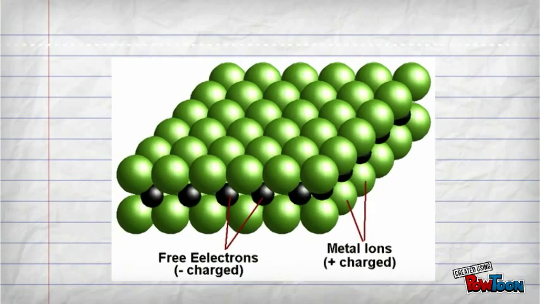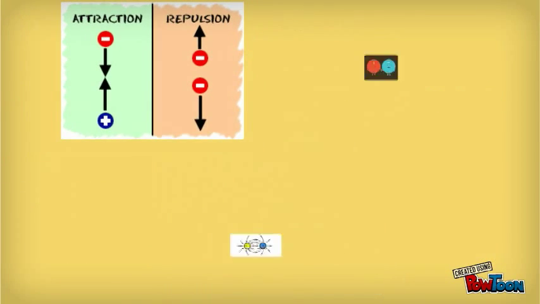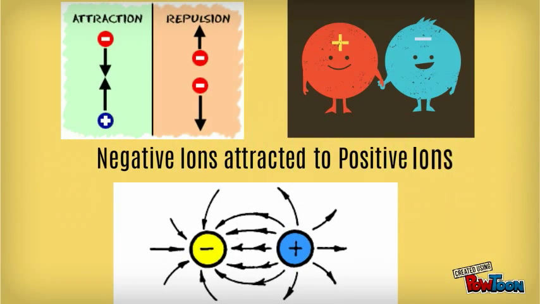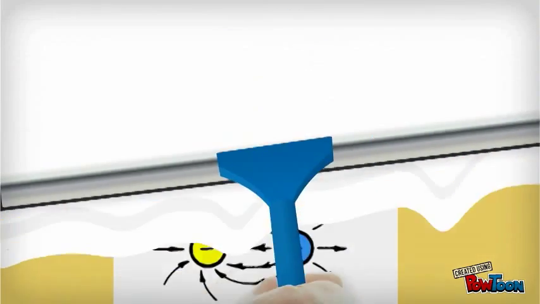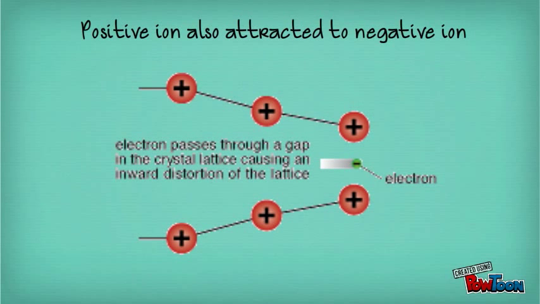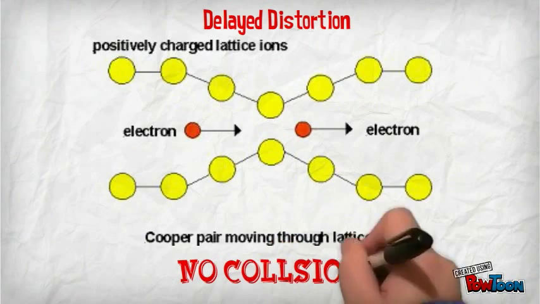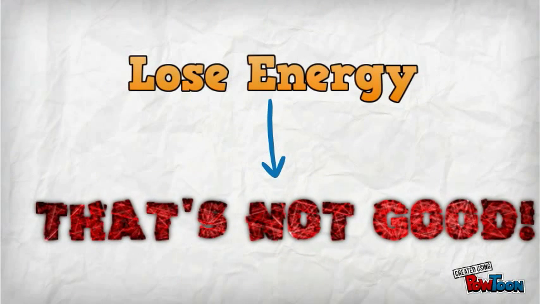In a metal lattice, the electrons in the outermost shell of the atoms are delocalized, causing the atoms to be ionized. Therefore, when the electric current, which is essentially electrons, passes through the lattice, they get attracted by the positively charged ions. Vice versa, the positively charged ions are attracted to the electrons, causing a delayed distortion to the shape of the lattice. It is important that the lattice movement is delayed because it prevents the electrons from colliding with the positive ions, which would make them lose energy.